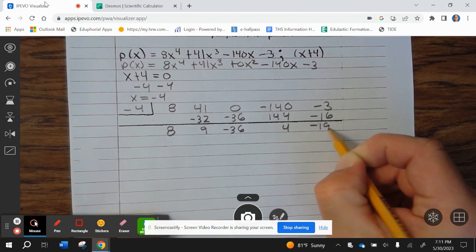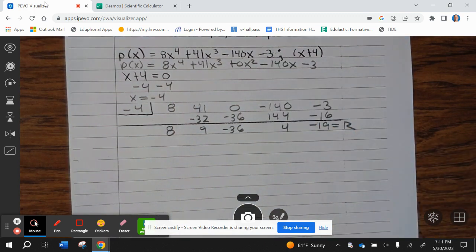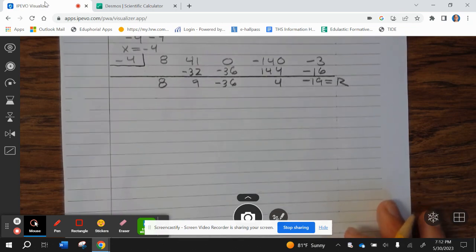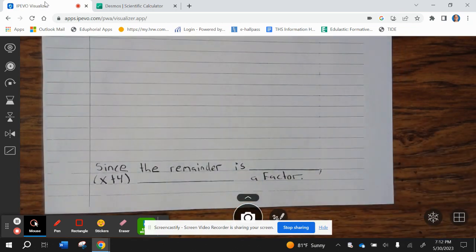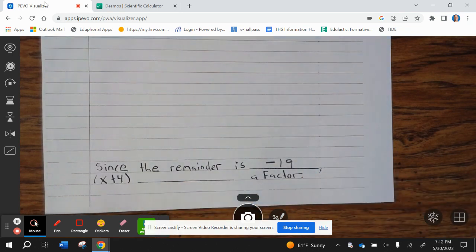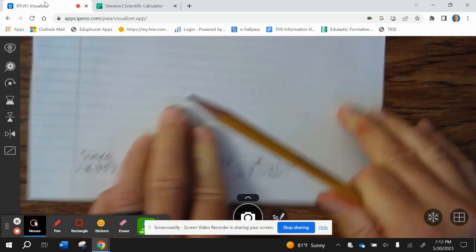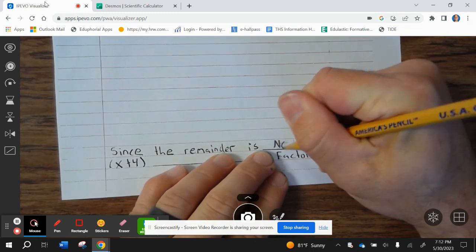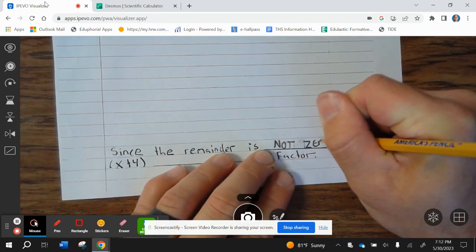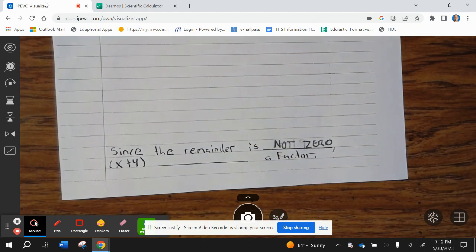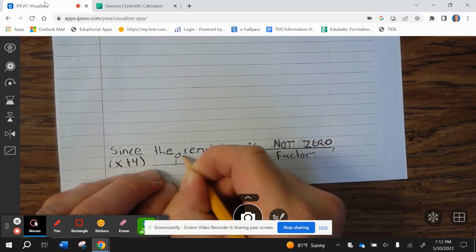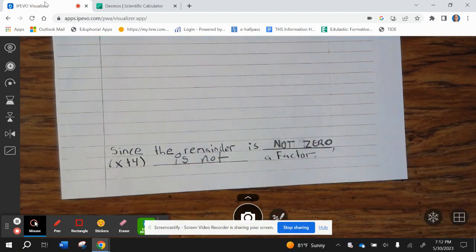The remainder is negative 19. Okay? So, since the remainder is negative 19, which is really, actually, I'm not wrong to say negative 19, but really what you should say is not 0. Okay? X plus 4 is not a factor. Okay? Is not a factor. Okay?